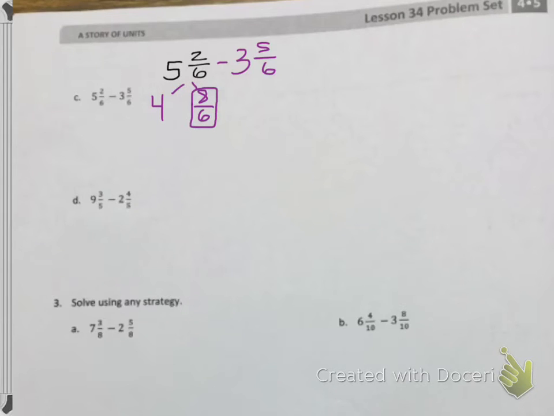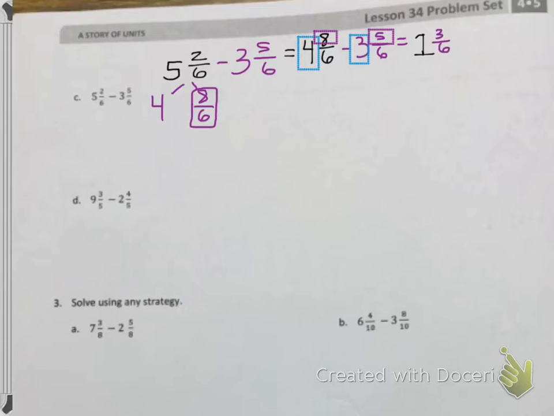Now I can subtract that 8/6 with 3 5/6. So let's rewrite this as 4 whole 8/6 subtracting 3 5/6. Now I have enough in my 8 to subtract it with the 5. And we can do this. So our answer is going to be, remember, we're going to subtract the wholes first. So 4 and 3. So that is going to be 1 whole. And then subtracting the numerators, I'm going to have 3/6 left over.